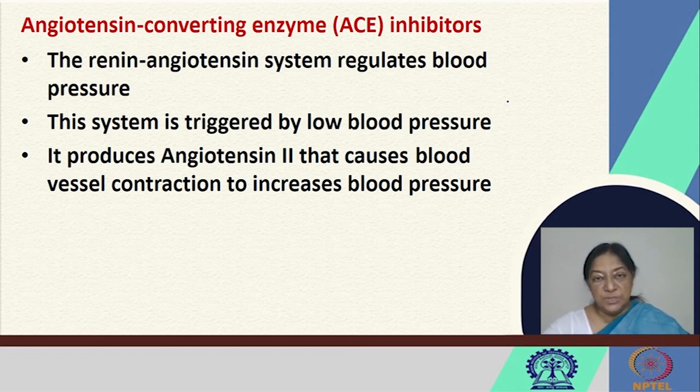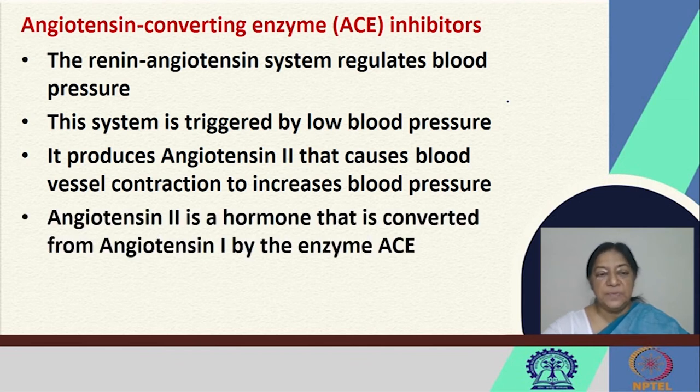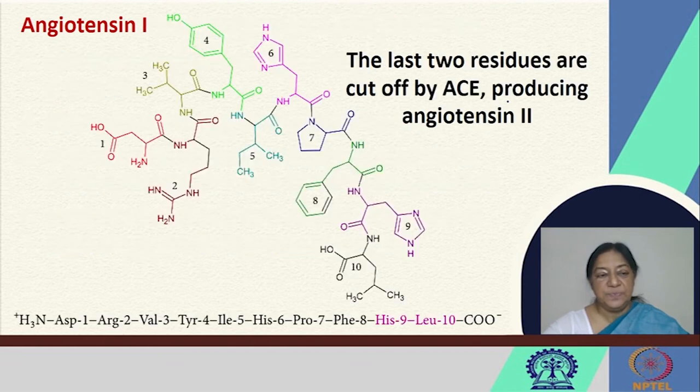Angiotensin 2 is produced that results in blood vessel contraction that in turn increases blood pressure. This angiotensin 2 is a hormone that is converted from angiotensin 1 by the angiotensin converting enzyme ACE.